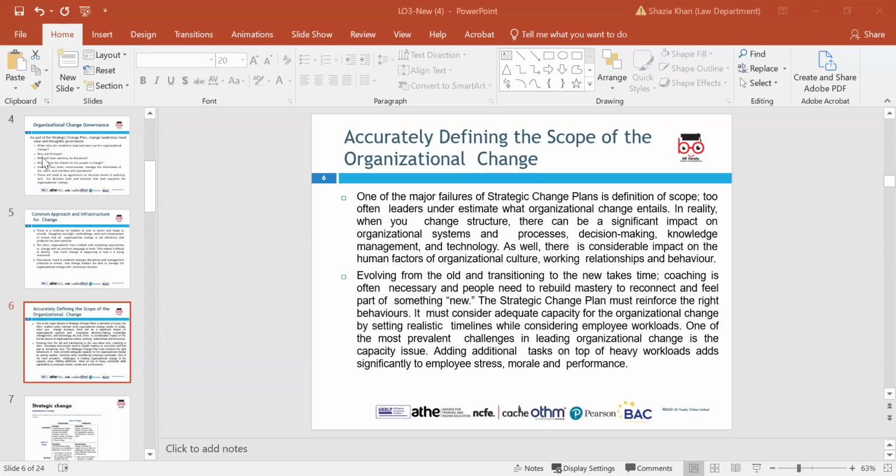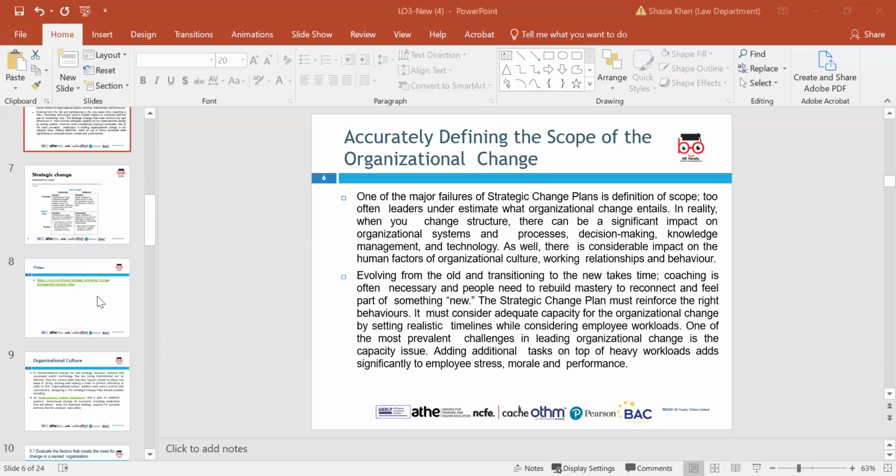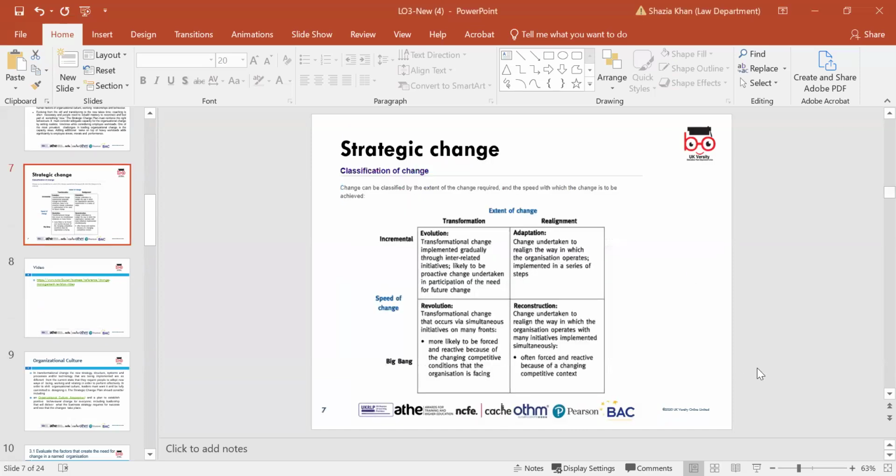Strategic change transformation. So let's have a look. Strategic change. This diagram shows you the classification of change. And this involves a radical shift in organization strategy, maybe culture, and it's aimed at addressing issues and capitalizing on these issues as well.